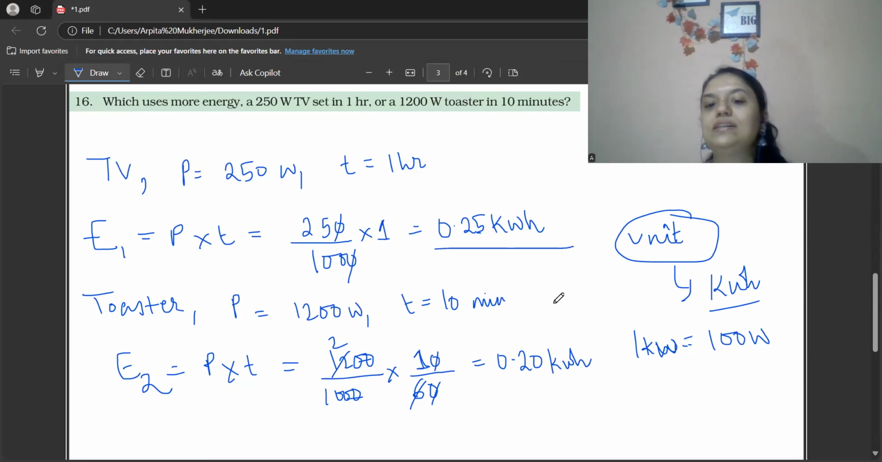So clearly you can see the difference. The question is which one uses more energy? Obviously the TV uses more energy.